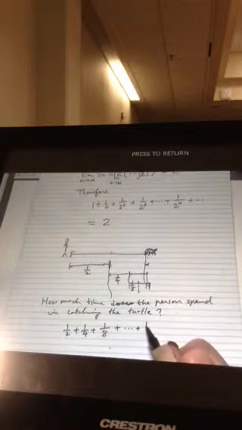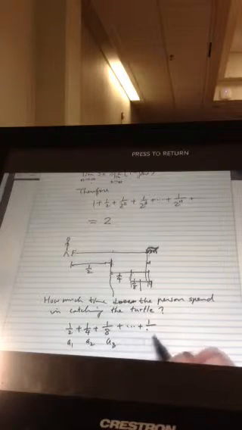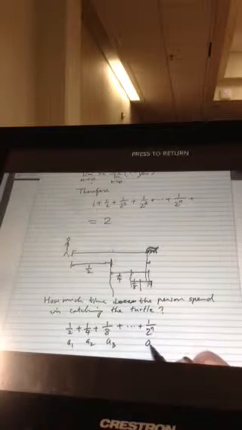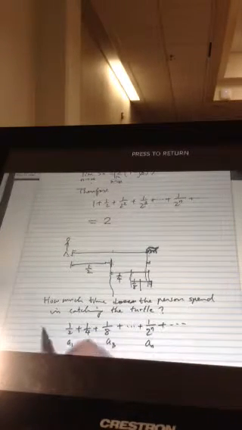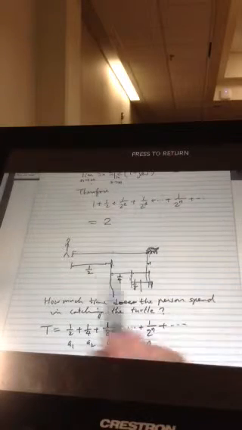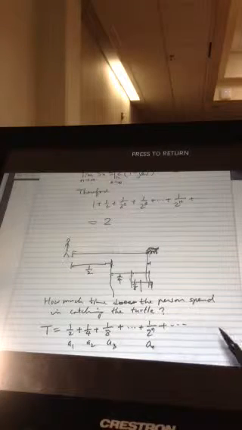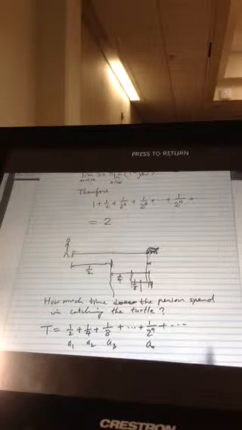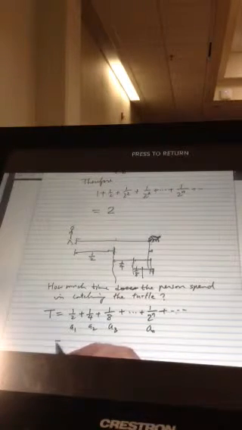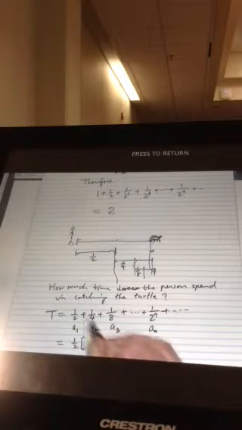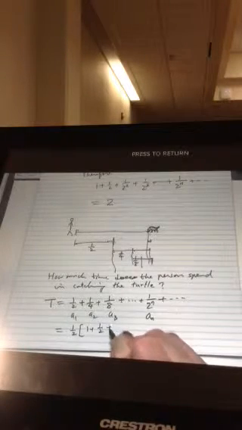So in general, 1 half, this is A1, this is A2, A3, right? So A times this one. This is the time, the time that I spend in catching up this turtle. So how much time did I actually spend? I'm going to add this up, using the formula I have before, and factor this 1 half out. So I have 1 plus 1 half. I just make it mathematically simple.